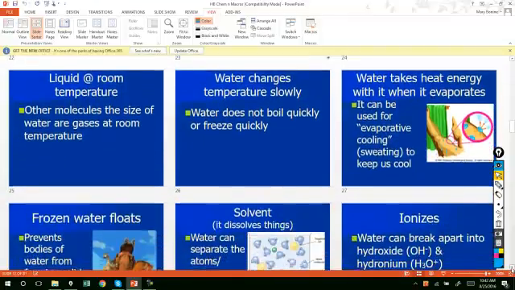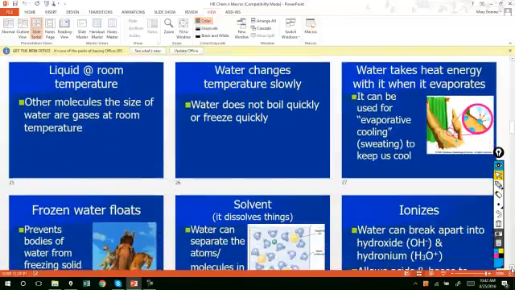Another characteristic is that water is typically liquid at room temperature. Might not seem like a terribly big deal, but if you look at other molecules of similar size like CO2 or carbon monoxide or sulfur dioxide or nitrous oxide, those are all very similar in size, and yet they're all gases. And if water was a gas at our Earth temperatures, then we would have no fluids to work with.